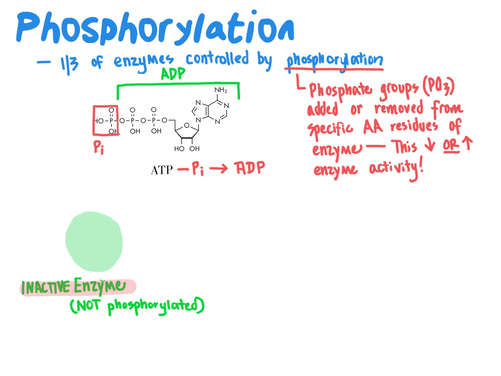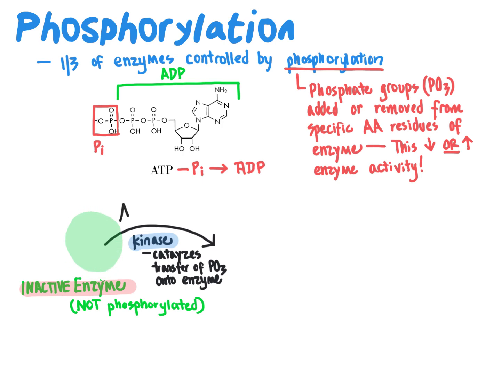comes into contact with a so-called kinase. A kinase is a type of enzyme that catalyzes the transfer of a phosphate group from ATP onto the enzyme. And so what happens during this reaction is that the kinase binds to both the enzyme that it is phosphorylating and to ATP, adenosine triphosphate.